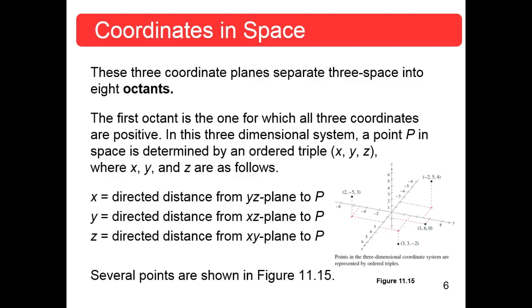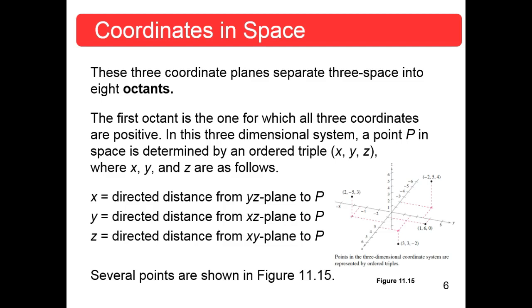Now, x is the directed distance from the yz plane to whatever point P you're talking about. They give several of these points, and we'll get to them in a second. y is the directed distance from the xz plane to whatever point you're talking about. z is the directed distance from the xy plane to that point P. Several points are shown here. I don't care which one you start with. Let's just start with this one. So we're negative 2 on x, positive 3 on y, no, 5 on y.